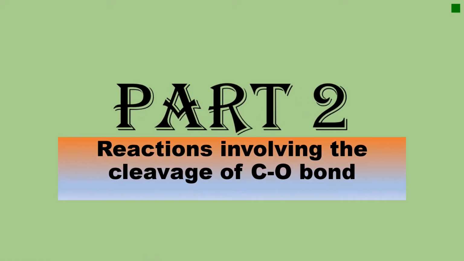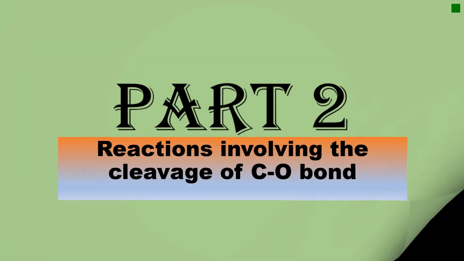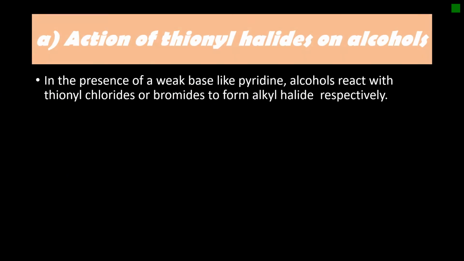Here comes part 2. This consists of reactions involving the cleavage of carbon-oxygen bond. The first reaction is action of thionyl halides on alcohols. In the presence of a weak base like pyridine, alcohols react with thionyl chloride or bromide to form alkyl halides respectively.